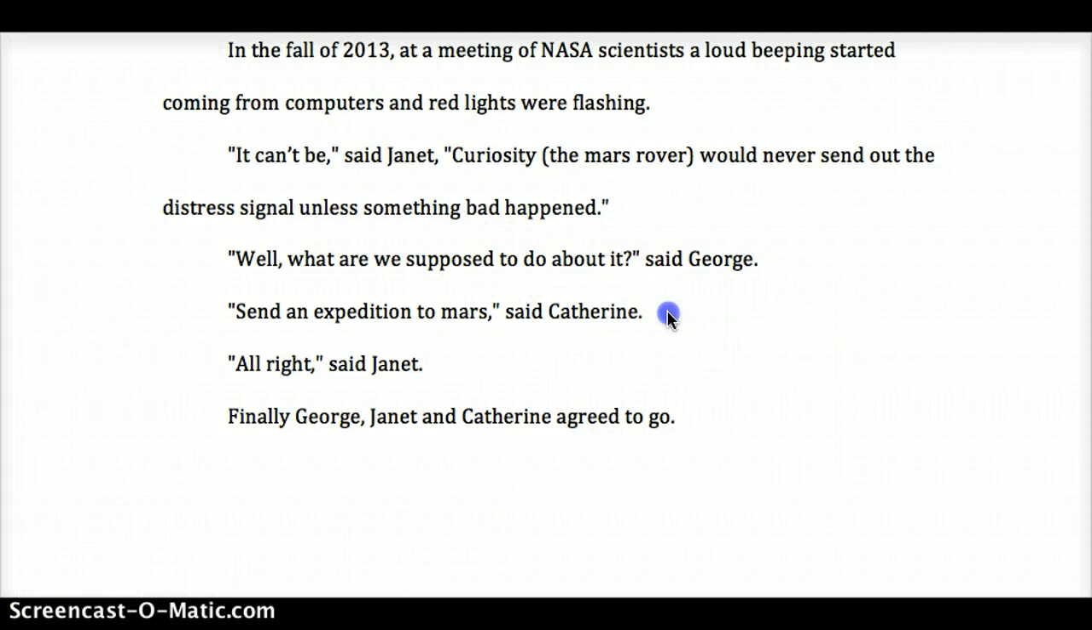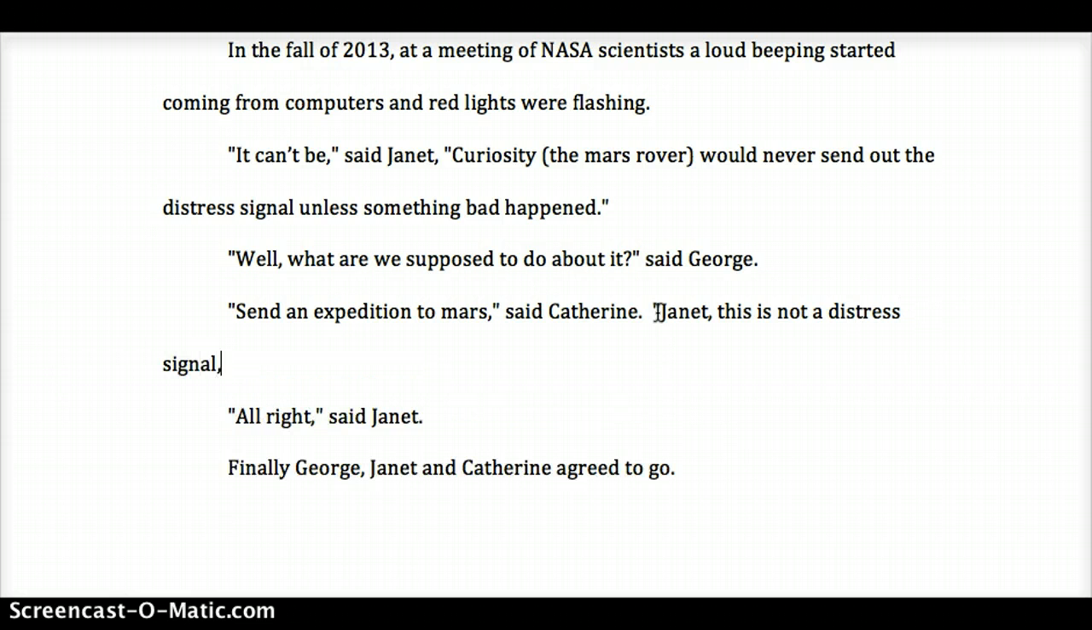So we're going to go ahead here and have Catherine continue to speak. So I'm going to start another quotation mark here. "Send an expedition to Mars," said Catherine. She's going to respond to Janet. "Janet, this is not a distress signal. It's a sign that Curiosity has found a life form."